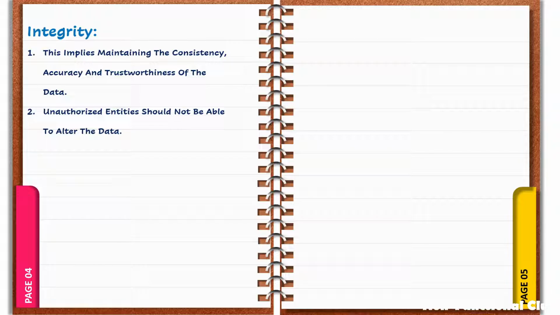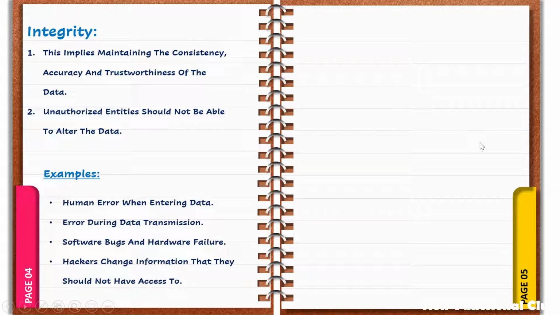Also, throughout the complete life cycle of the data, this particular integrity should be maintained, and we should not allow any unauthorized entities by any means to be able to perform any CRUD operations or alter the data. So in case of integrity, what all examples we have which can happen.